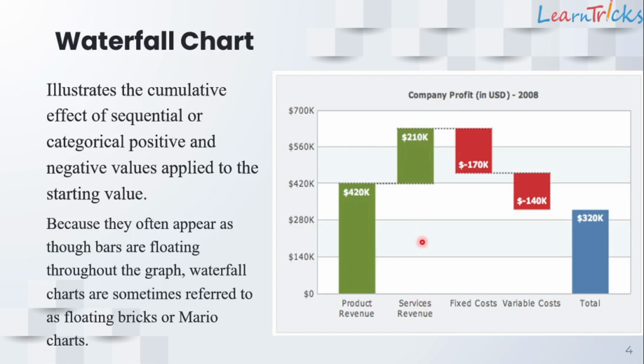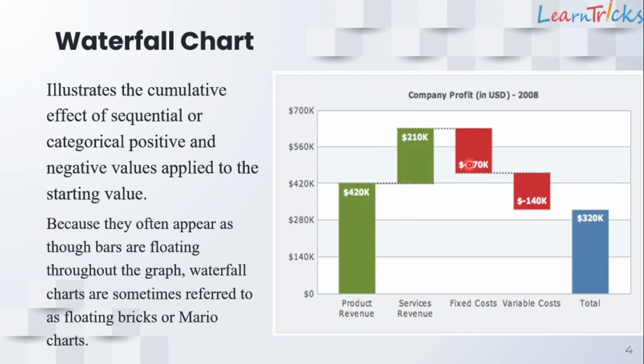But the total revenue will be 210 plus 420k, right? So it will be something about 630, so above 560. Here it will stop. After that, these are the costs, meaning these are the subtractions. These two were the additions and these two are subtractions.